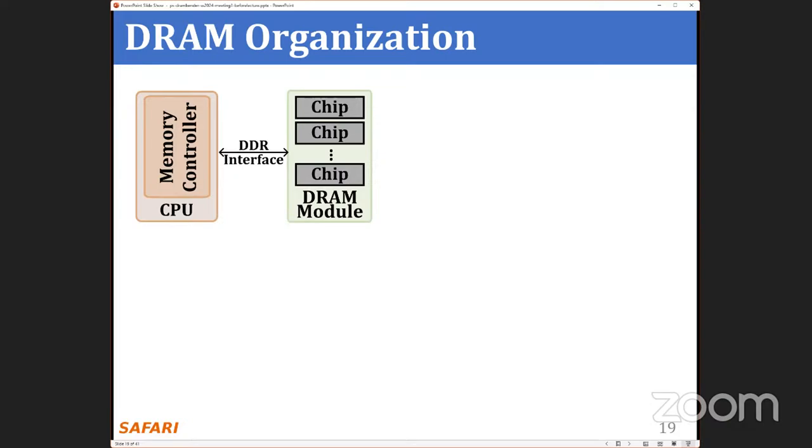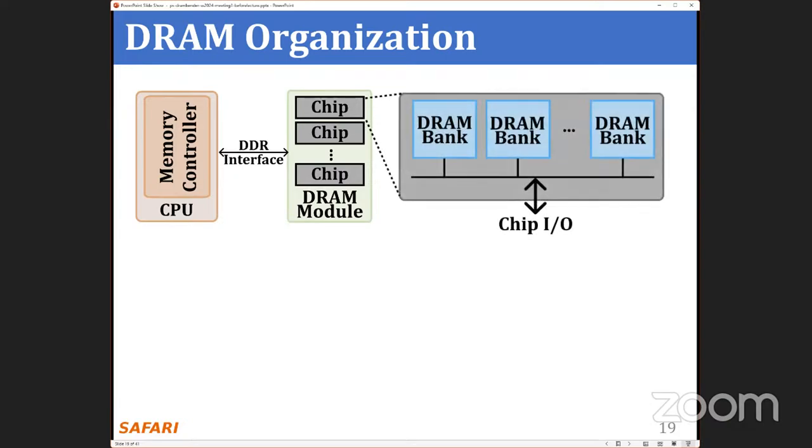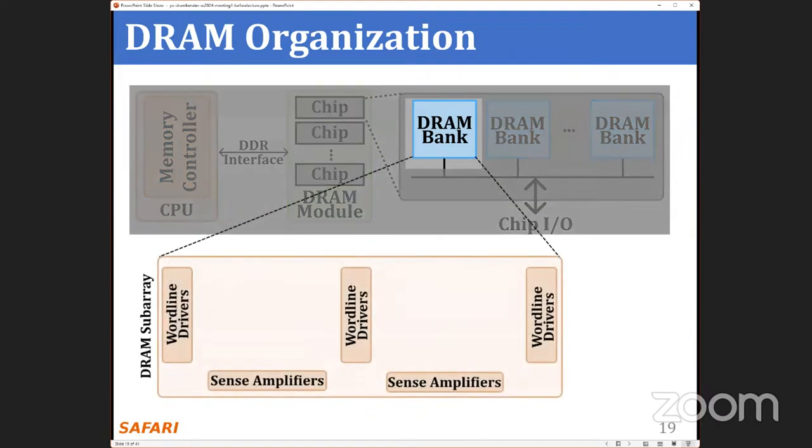On the channel, there can physically be multiple DRAM modules. And on the DRAM module, there are many DRAM chips. Inside the DRAM chips, there are multiple independent DRAM banks that can operate independently with respect to other DRAM banks in the same chip. These banks share the same chip-level I/O for the command, address, and data. Inside a DRAM bank, we have many DRAM arrays.